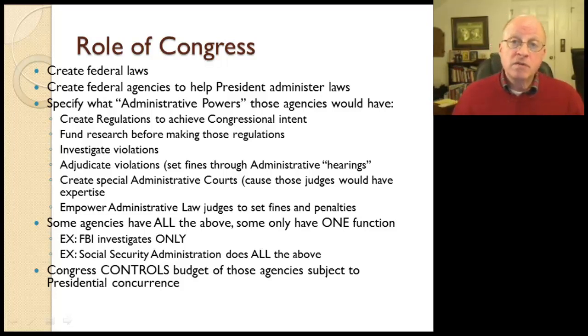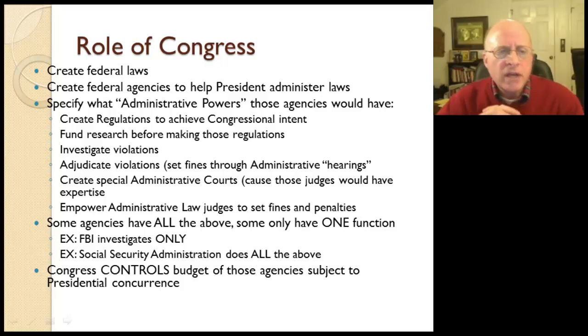Now, if the president threatens to, he doesn't like the budget, then Congress is stuck with sort of passing what's called continuing resolutions that perpetuate the spending or confirm the spending at its current level.